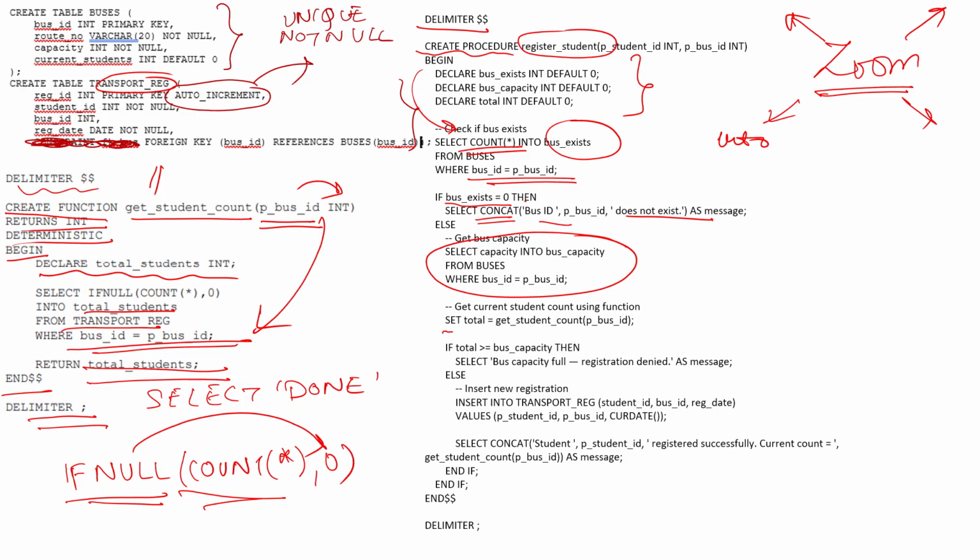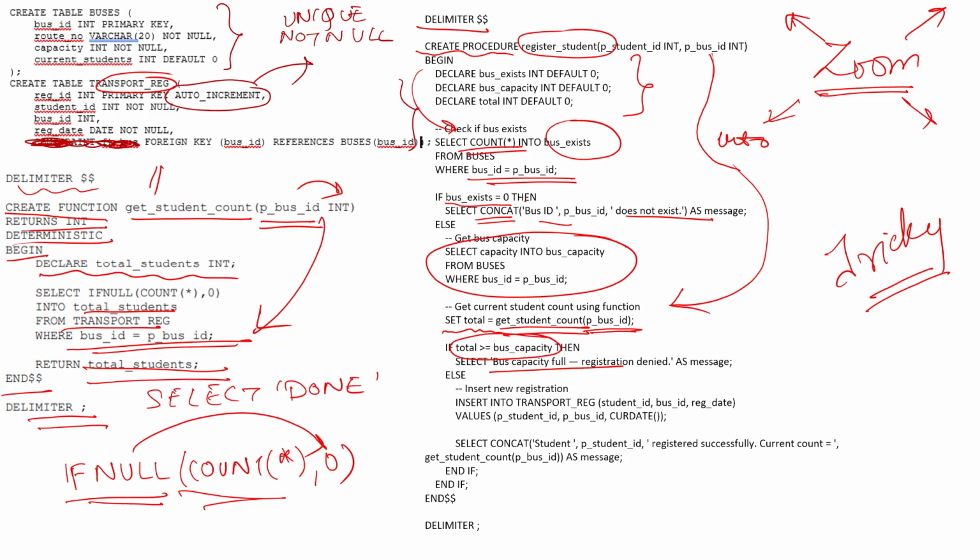So check the capacity and store it in the variable. Now set the total equal to the result of your function, with your parameter from here. Are you seeing we are linking the two parts together? These types of tricky questions are there in your papers, so try to understand them. If total is greater than your bus capacity, then select 'bus capacity is full, registration denied' as message, meaning message as the header.